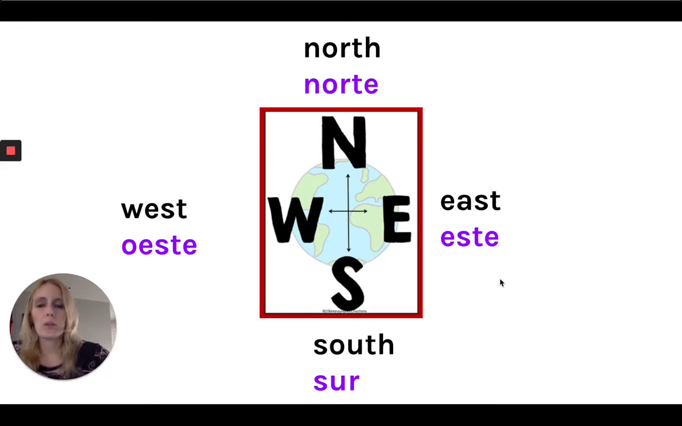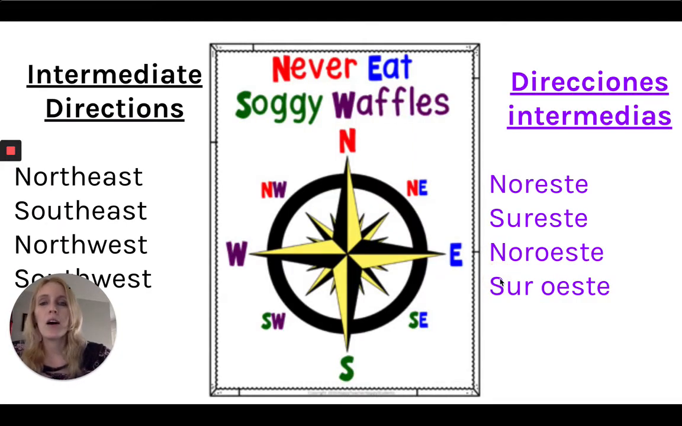So we'll do a little practice on here with a game, and then we'll do some practice with a real life game you can try with your family. Our intermediate directions are just the directions in the middle. So you see here where my arrow is, we have north, and then over here we have east. But sometimes you're not going exactly north or exactly east, you're going a little bit of both. We call that direction northeast.